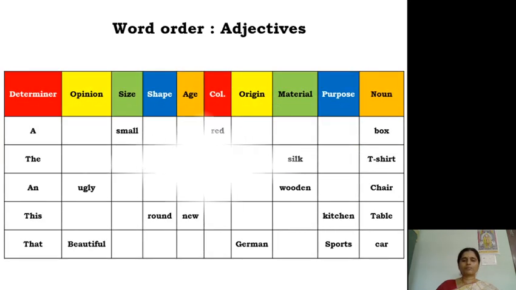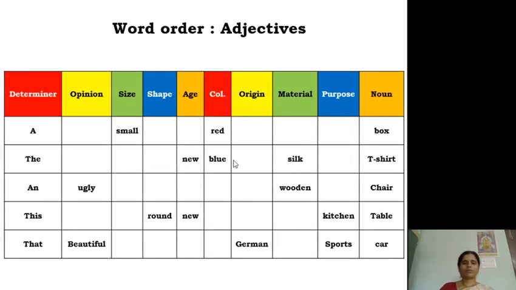Let us see this table and this chart. You have to learn it blindly, like you have to remember it so that you can make use of it whenever you get more than one adjective which refers to the same noun in a sentence. Usually if we get more than one adjective which refers to the same noun, then we have to follow this order. Determiner means like a, the, this, that, so these should come first.